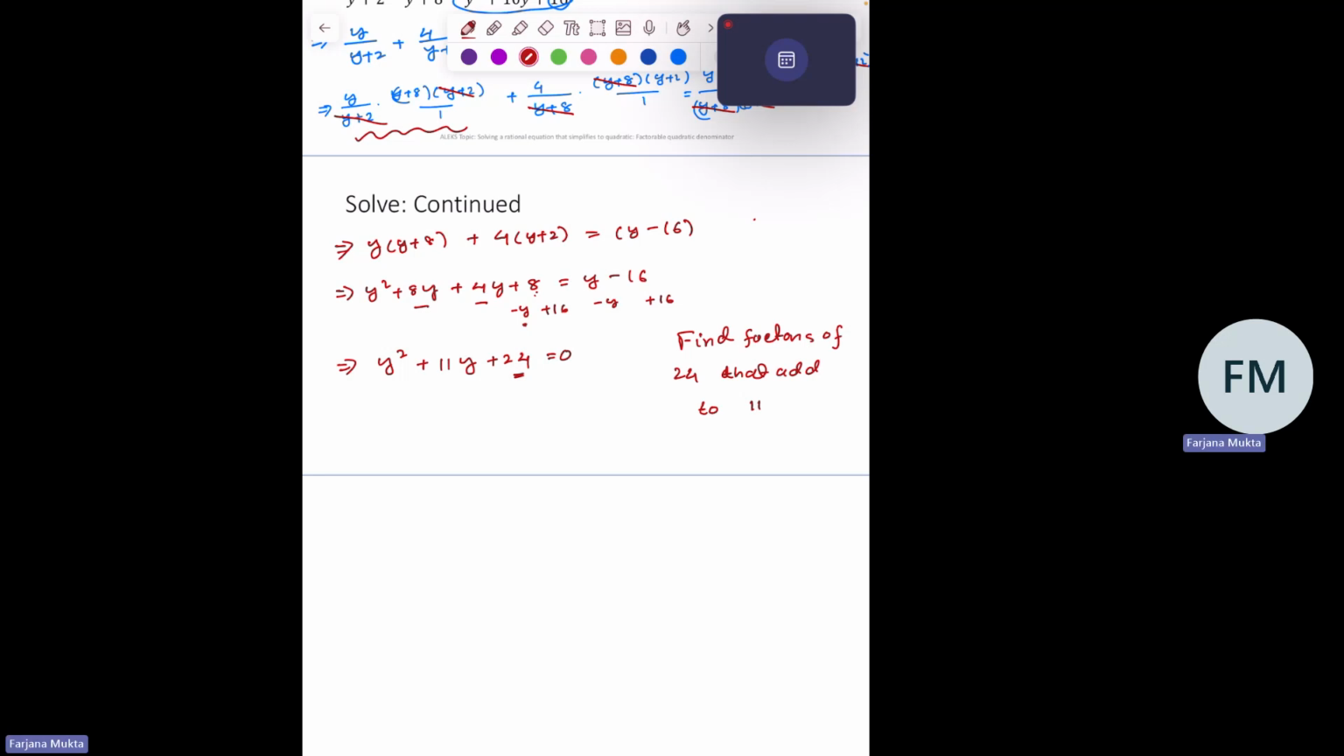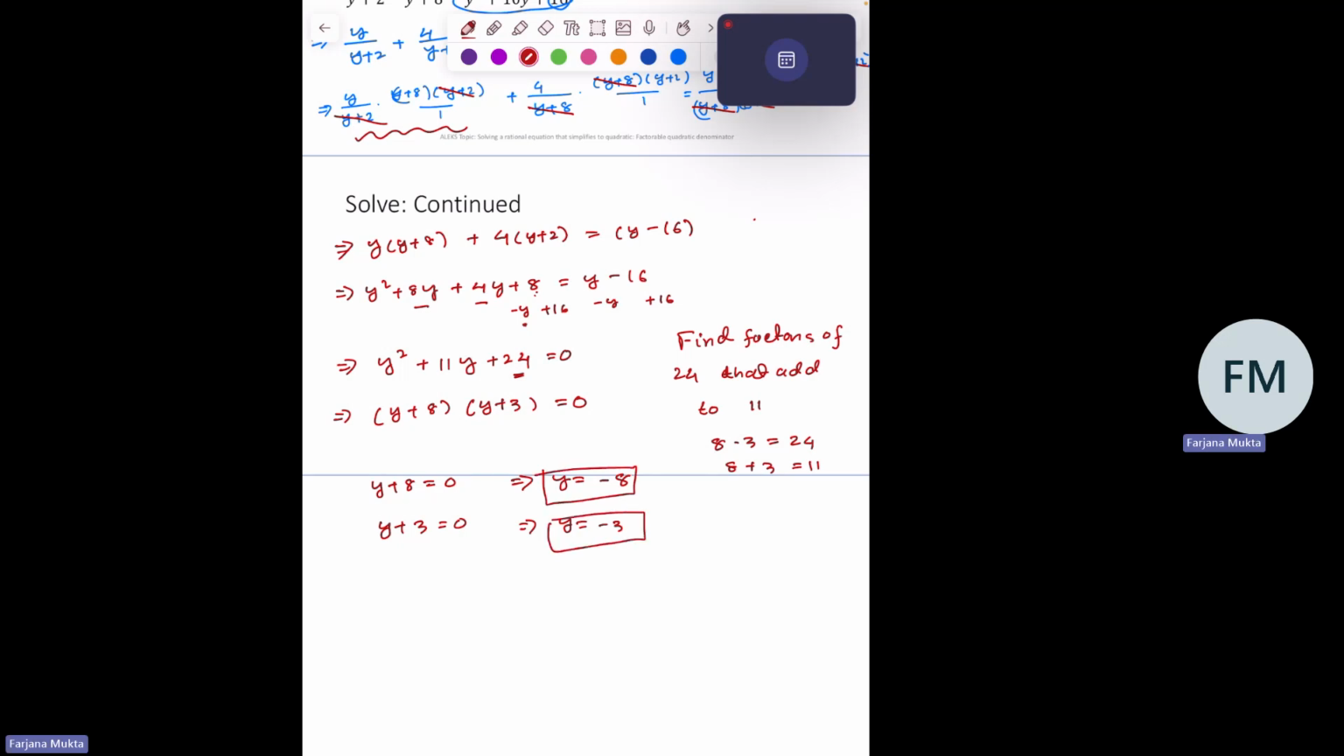Factors of 24, I can think of 8 and 3. If we add them, we get 11. Perfect. So the factors will be y plus 8 and y plus 3. So 8 and 3, if we multiply them, that's 24. If we add them, we get 11. Now let's set each of the factors equal to 0. And we get the first solution, y equals negative 8, and the second solution, y equals negative 3.